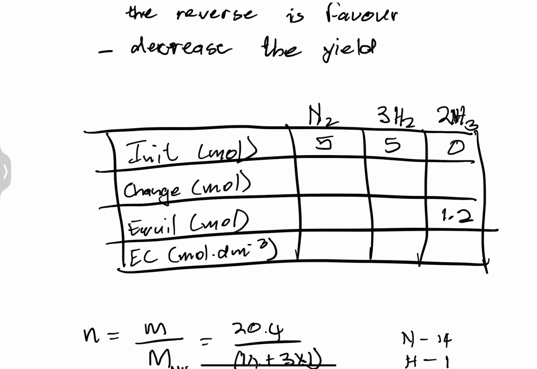Now, what I usually like doing is that I normally write the change with a different color. In this case, we started with nothing. So you go to your table and look where you've got the most information. So it's ammonia. You started with nothing, and at the end, you've got 1.2. So how much did you form in this case? It means that you formed 1.2 moles.